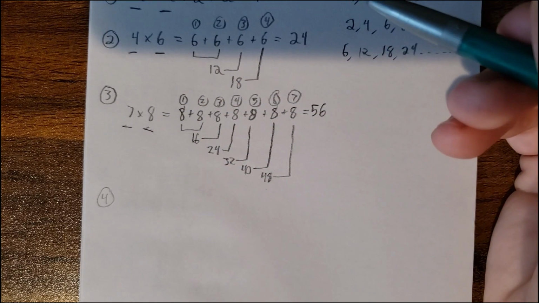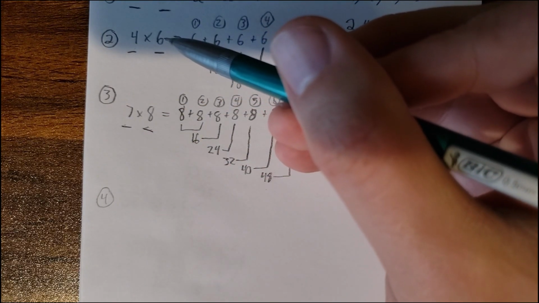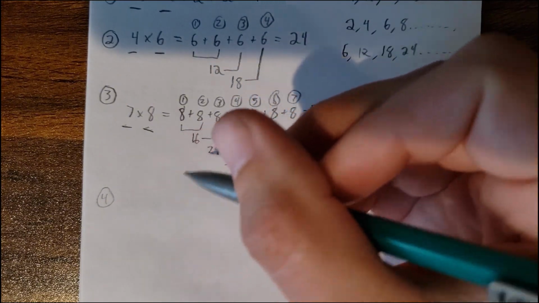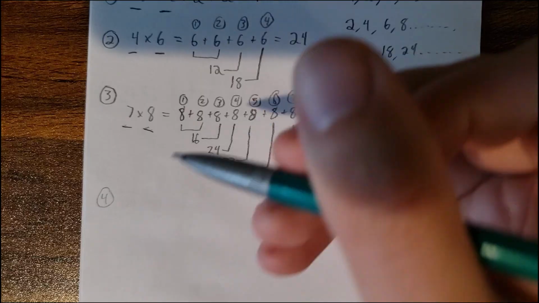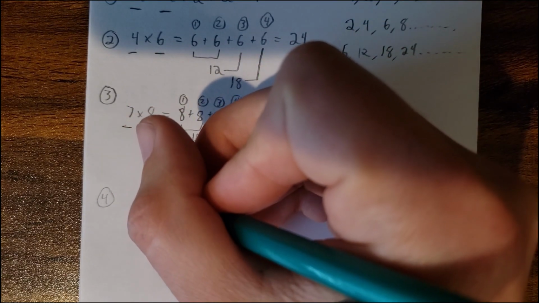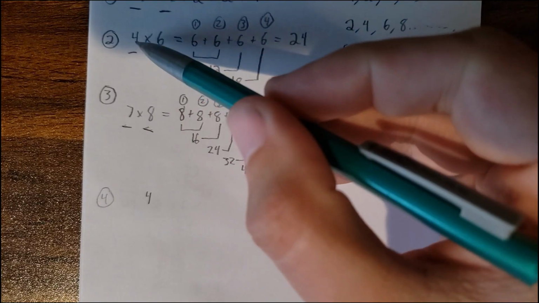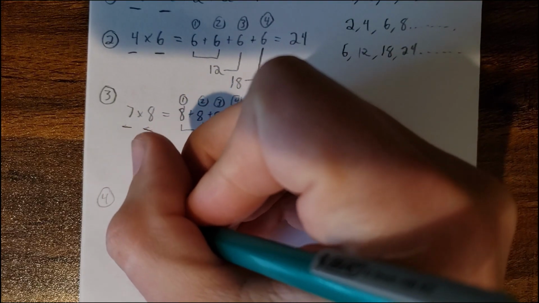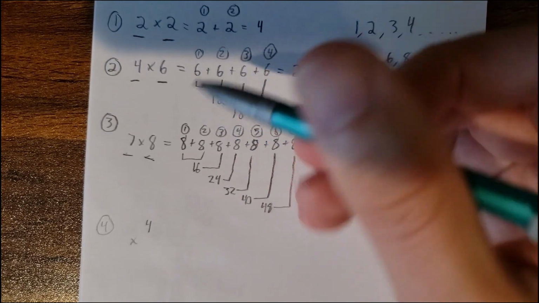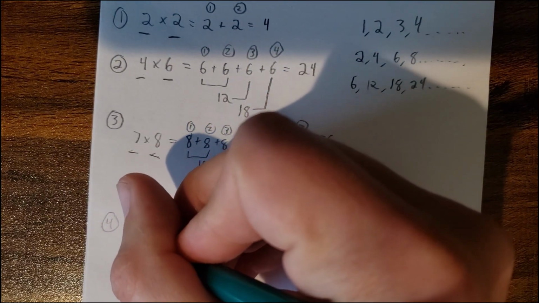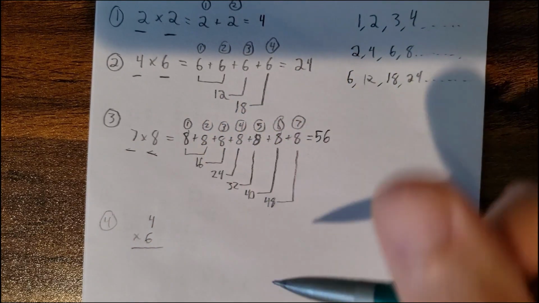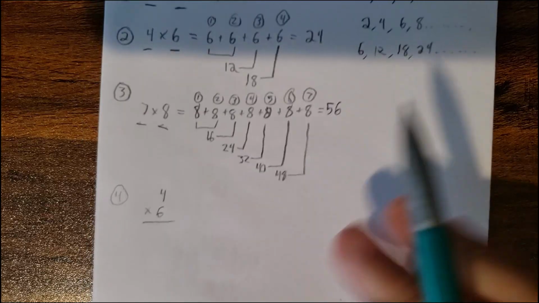So we'll do 4 times 6 again, but this time, instead of doing it left to right, we'll do it top down. So we'll have 4, our first number, times, that's our little multiplication symbol, and then we'll put the 6 down here on the bottom, and this line will be our equal symbol.